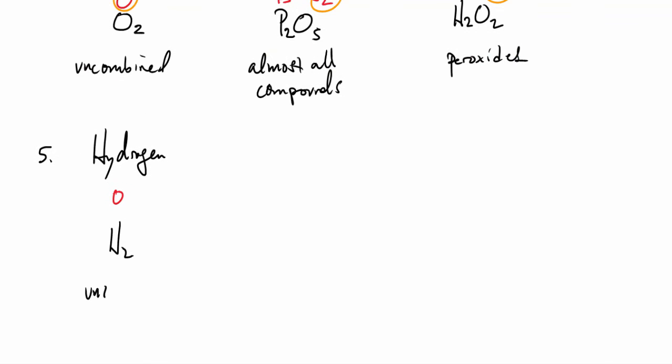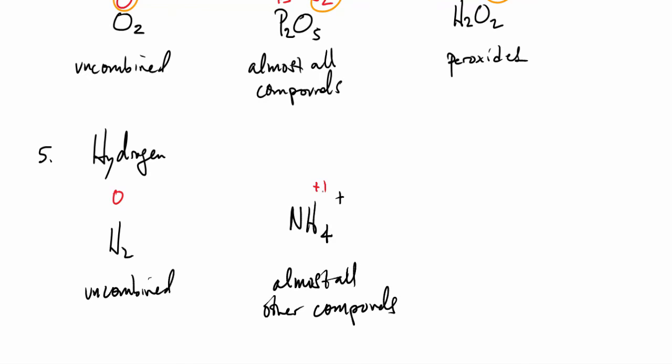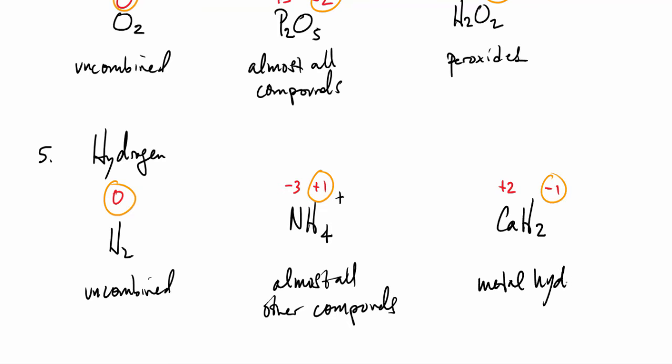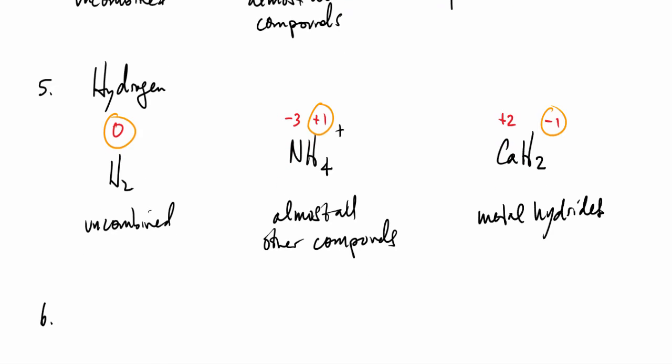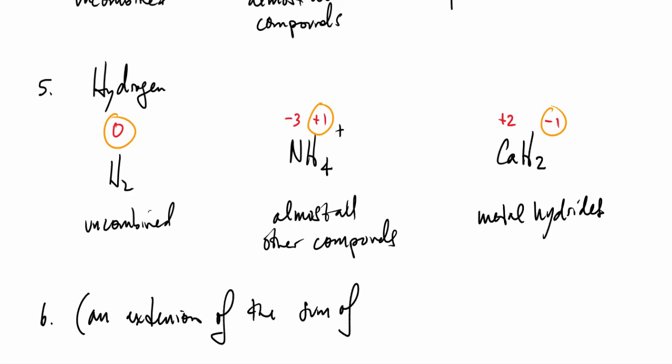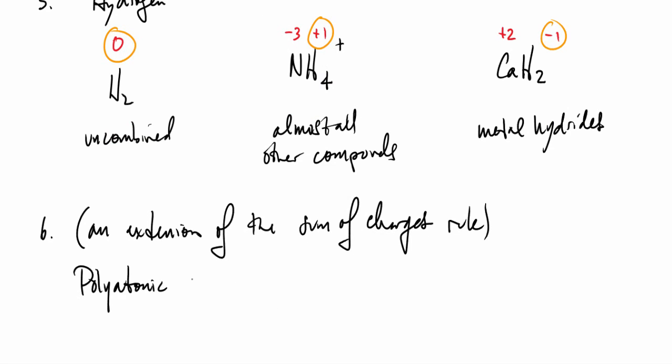Hydrogen, too, has its own rules. Uncombined, in its naturally occurring form, it would have oxidation number 0. In almost all other compounds, it's at plus 1, acting as the metal losing its 1 electron. Except in metal hydrides, like calcium hydride here, where hydrogen is acting as a nonmetal and gaining an electron from calcium. The last rule about oxidation number is really an extension of the sum of charges rule, and that is that polyatomic ions can be broken out of a compound if that's useful.